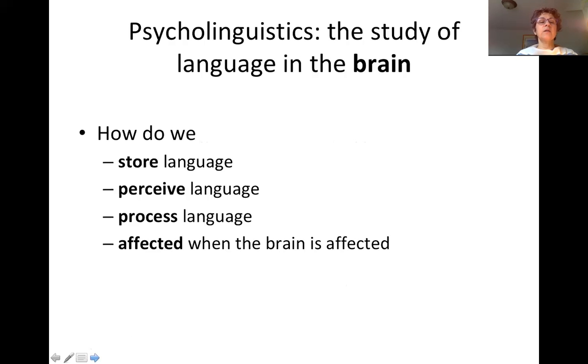How do we store language in our brain? How do we perceive language? How do we process language? And how is language affected when the brain is affected?